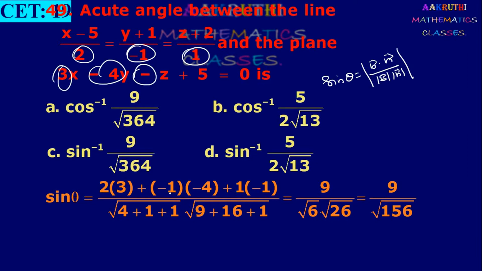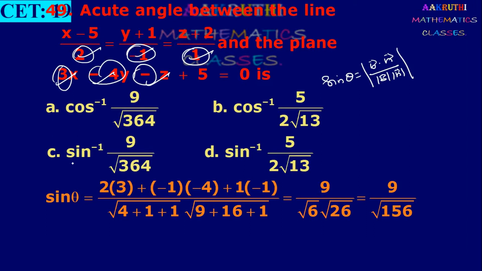So we get 2 into 3, minus 1 into minus 4 plus 1 into minus 1, that is a1 a2 plus b1 b2 plus c1 c2, divided by root of 2 square plus minus 1 square plus 1 square, it is root of 4 plus 1 plus 1, and next it is root of 3 square plus minus 4 square plus 1 square, it is root of 9 plus 16 plus 1. Which is 9 by root 6 into root 26, which is same as 9 by root 156.